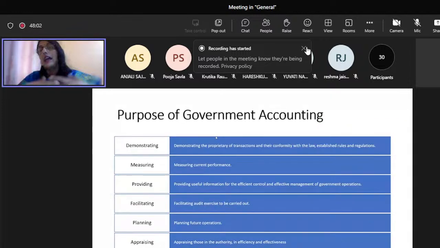So what is the purpose of government accounting? The main purpose is demonstration. Now how do they demonstrate? All the transactions are done as per the laws, rules and regulations. They cannot deviate from the current rules and regulations.